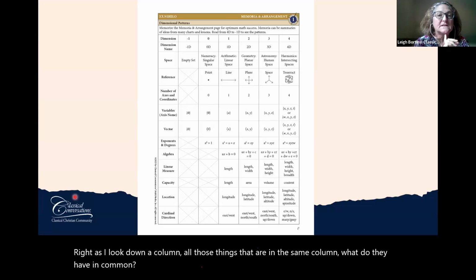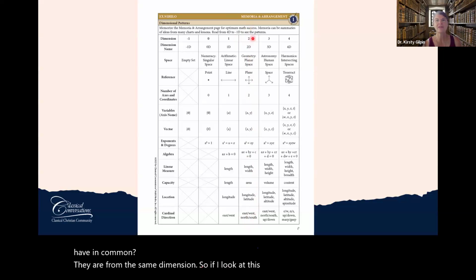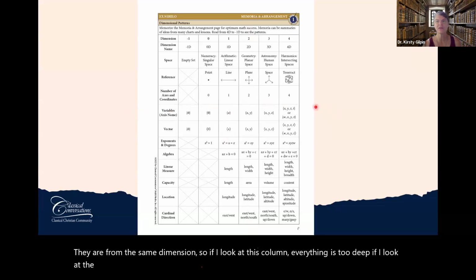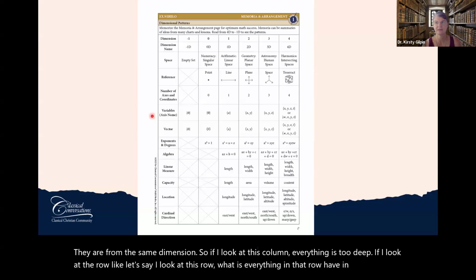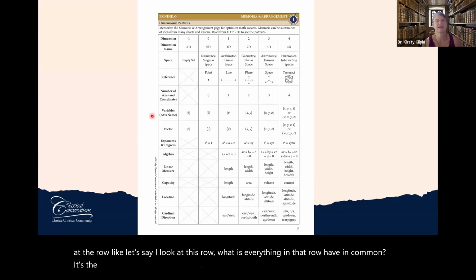They're from the same dimension. So if I look at this column, everything is 2D. If I look at the row, like let's say I look at this row, what does everything in that row have in common? It's the allowable variables. It's the variables that I'm using in each of those dimensions, right?